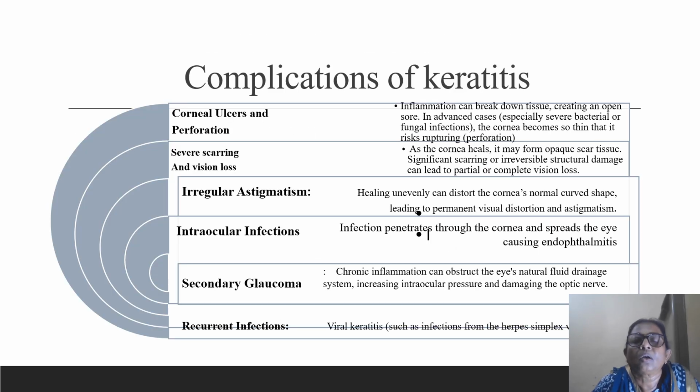Complications of keratitis are corneal ulcers and perforation, severe scarring and vision loss, irregular astigmatism, intraocular infections, secondary glaucoma, and recurrent infections.